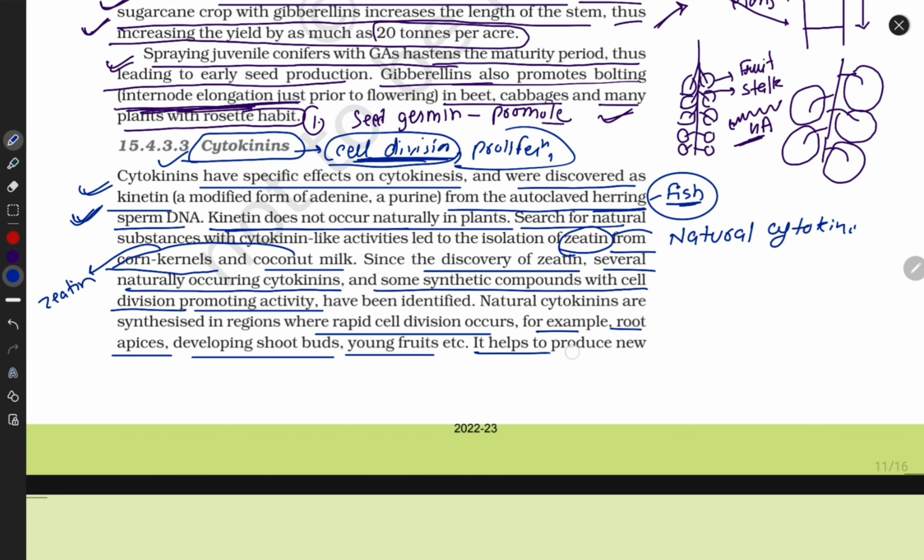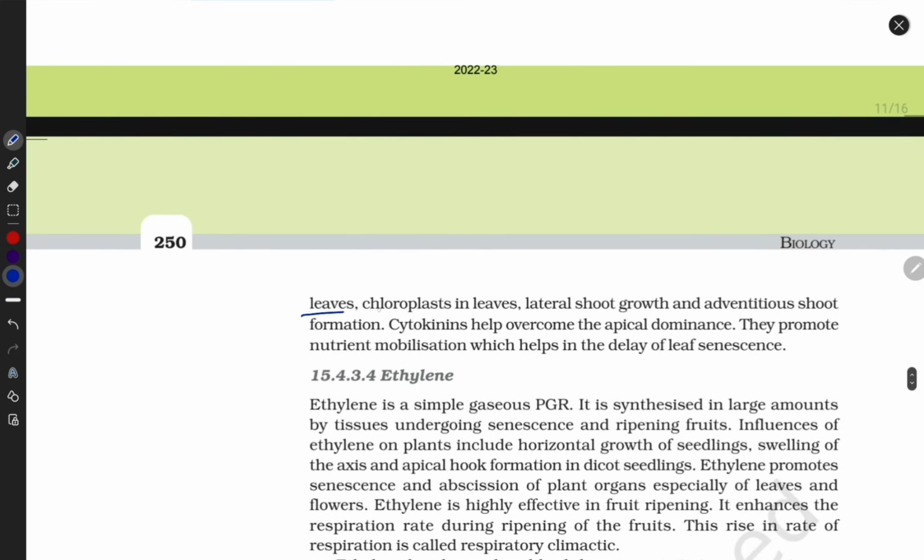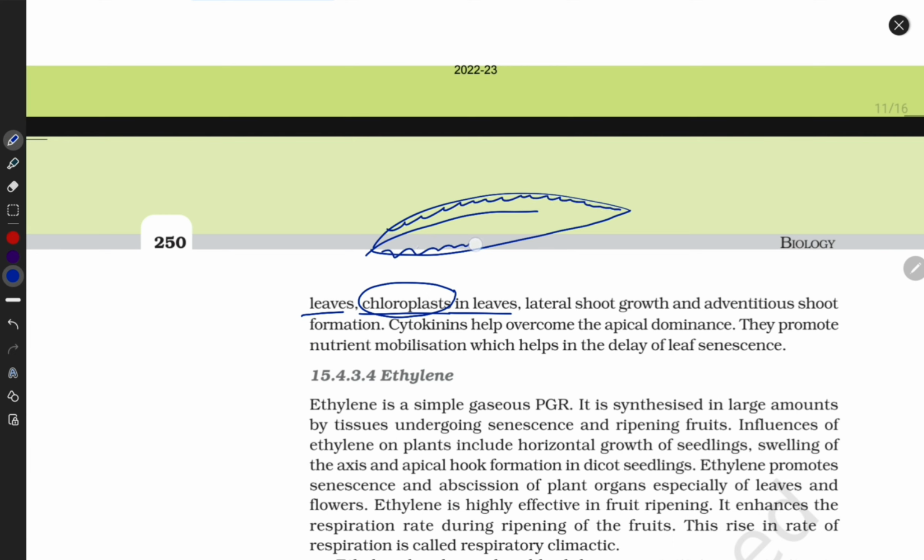Young fruit, etc. It helps to produce new leaves and chloroplasts in leaves. What is a chloroplast? This is the leaf. This is the epidermis. This is the cuticle. And the leaf contains some mesophyll cells. And mesophylls contain green organelles. Sorry, mesophyll contains chloroplasts and chloroplasts contain chlorophyll.